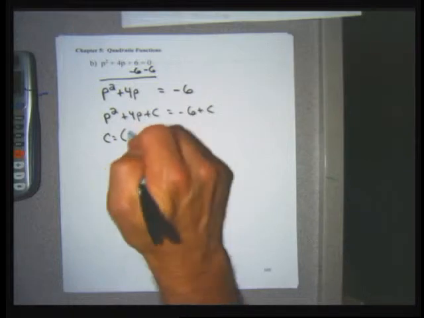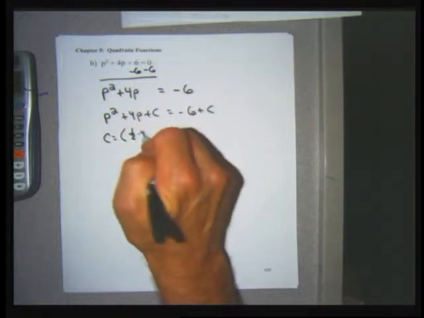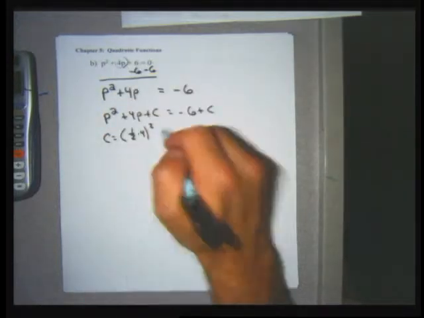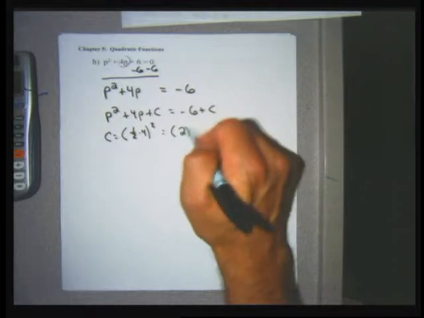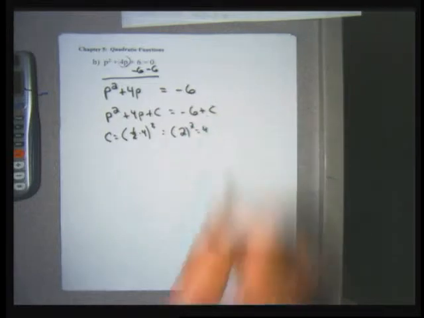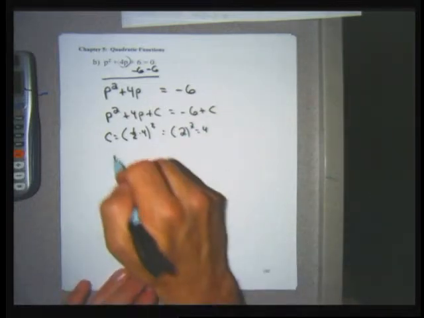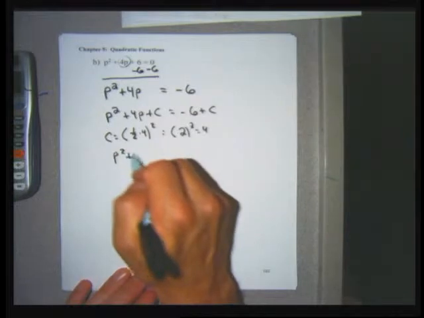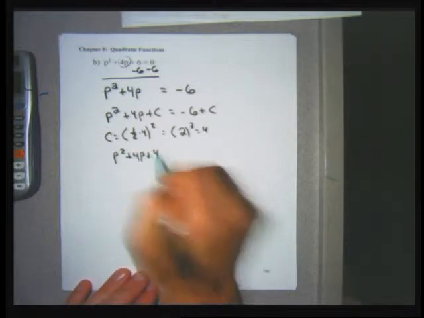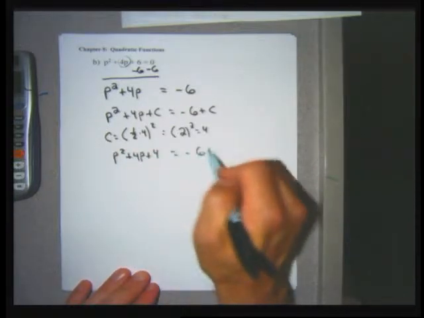c is going to be half times 4 squared. It's always the number in front of the letter without the exponent. Half of 4 is 2, and 2 squared is 4. So now I'm going to write this as p squared plus 4p plus 4 equals negative 6 plus 4.